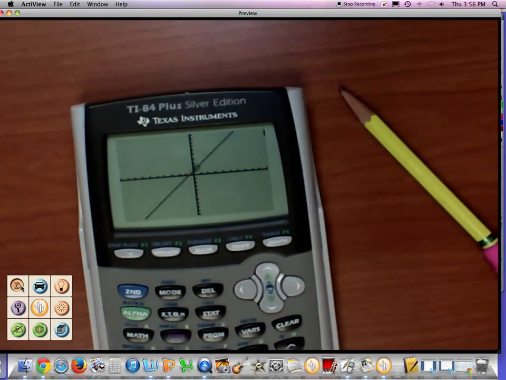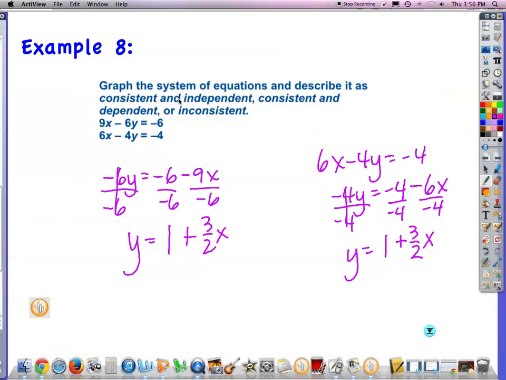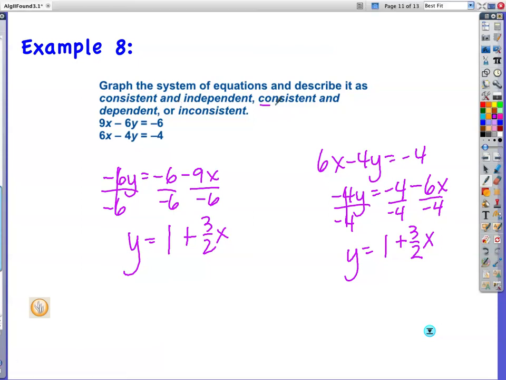What's the whole point of me showing you some of this? My whole point is to find out, is it consistent and independent, consistent and dependent, or inconsistent altogether? Well, it's consistent because you have a solution. You have lots and lots of solutions. Every single point on that line that's graphing there is a solution. So you're going to have an infinite number of solutions, and it's dependent. Like this line says, come with me, I'm going to go to Target. Come join me. Dependent.